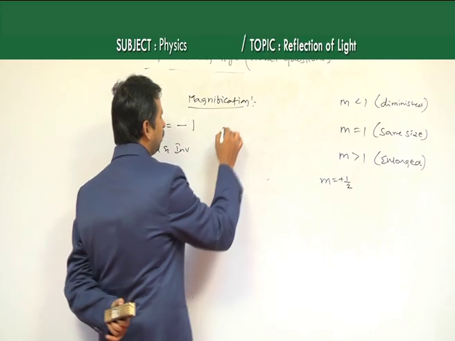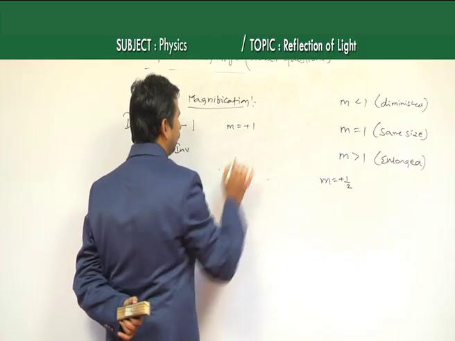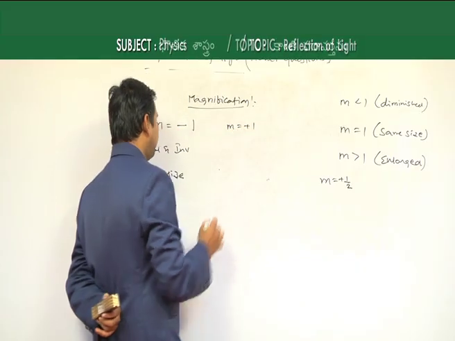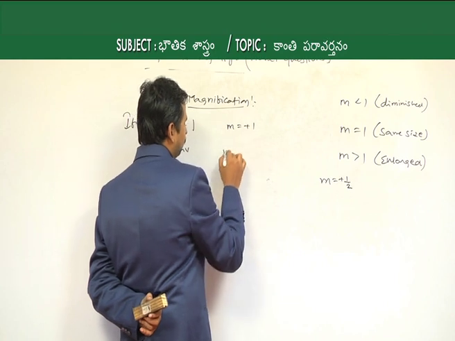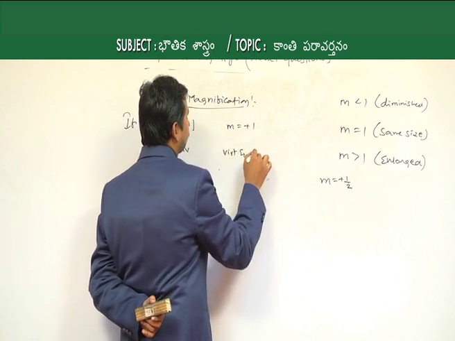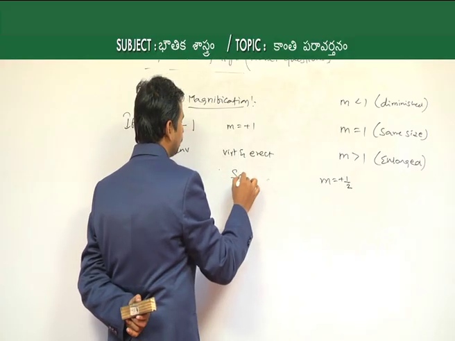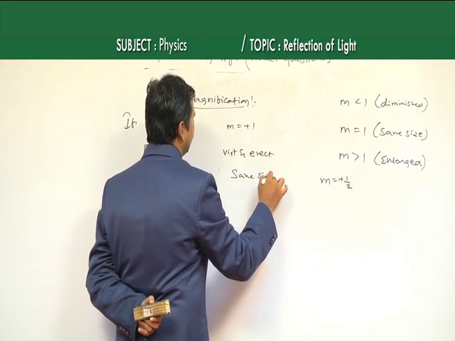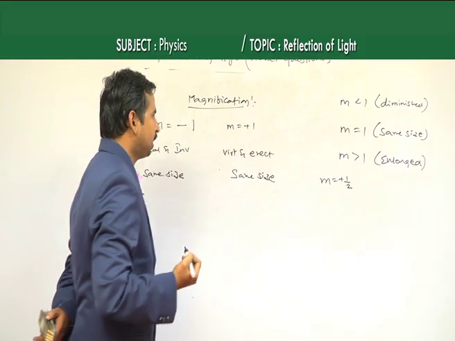Then if the m value is equal to plus 1, we get a virtual and erect image, and it is of the same size. Plus 1 represents the same size.